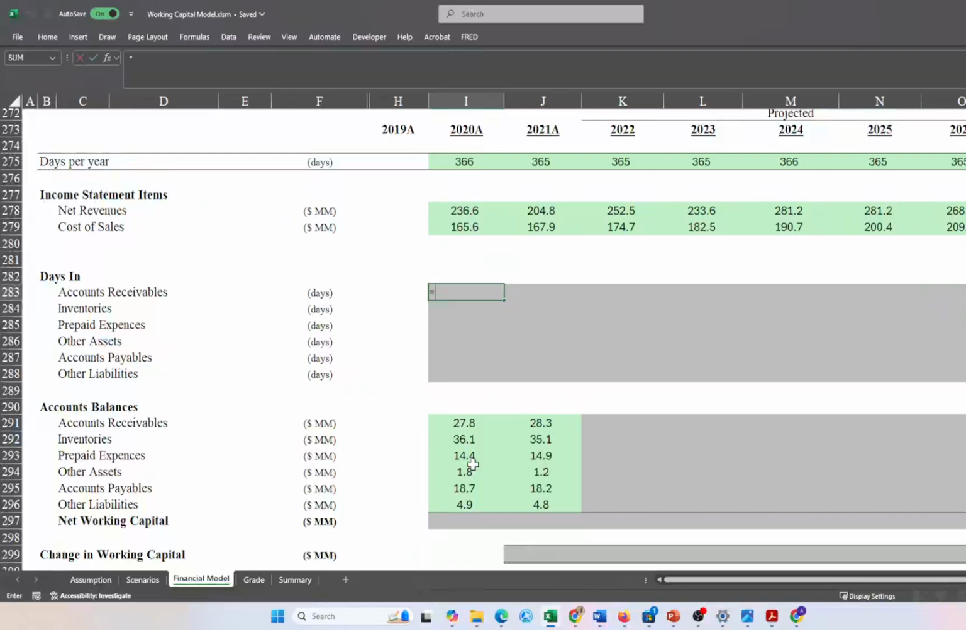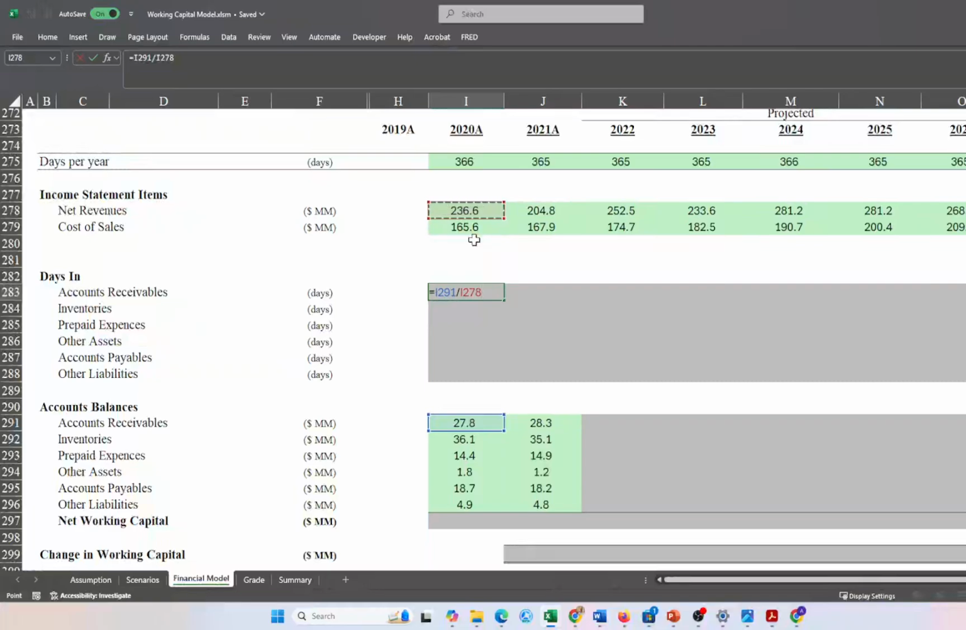So this is how we're going to solve it. I'm going to say equals. I want you to think about days in as a percentage of something. So I'm going to say equals. I'm going to take my account balance of accounts receivable. I'm going to divide it by, now accounts receivable is the only one like this, I'm going to divide it by net revenue. All the others are by cost of sales. So I'm going to divide it by that. And what is that going to give me? That's going to give me the total percentage of my revenue that is accounts receivable.